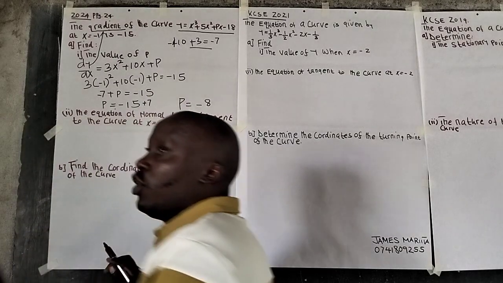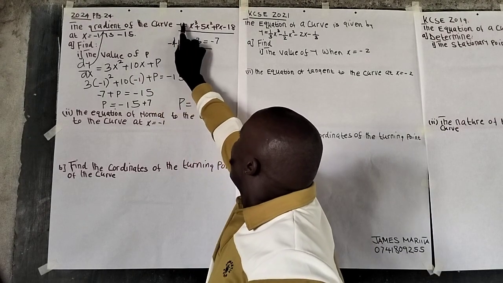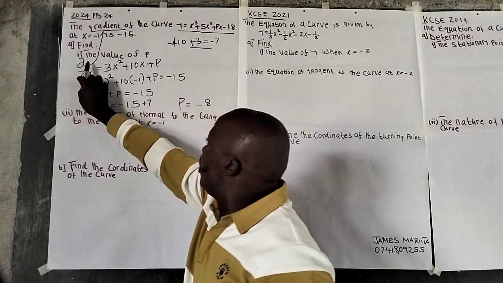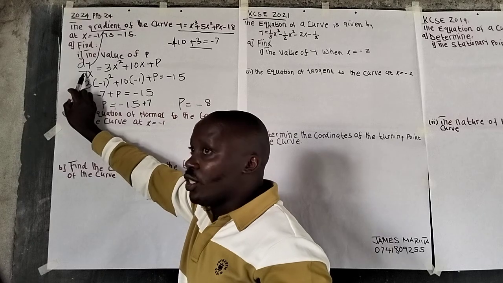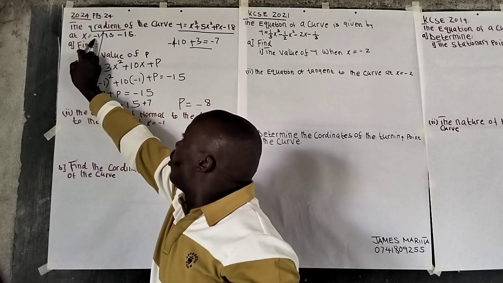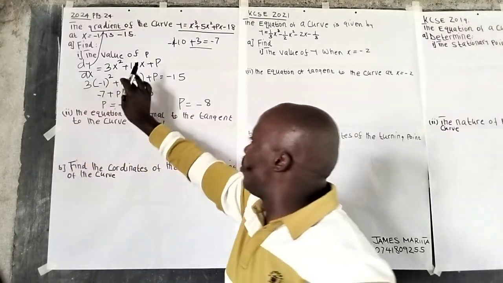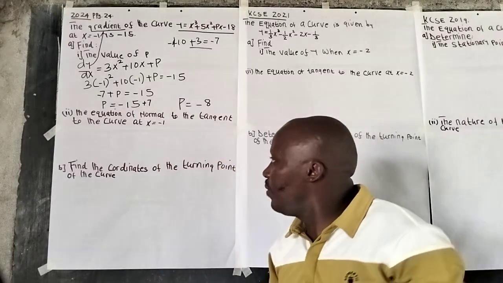So that is it. To get that one, you first differentiate dy/dx, which is giving us this one. Since we have dy/dx, which is our gradient -15, we substitute -15 here at x equal to -1. Where there is x, you substitute by -1, and that one is giving us the value of p as -8.